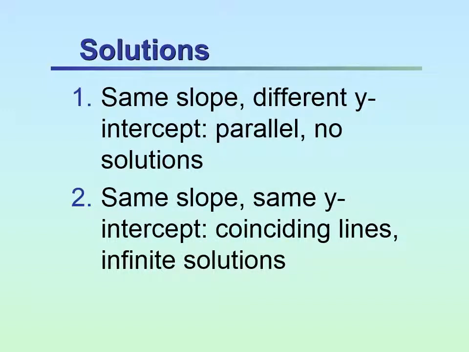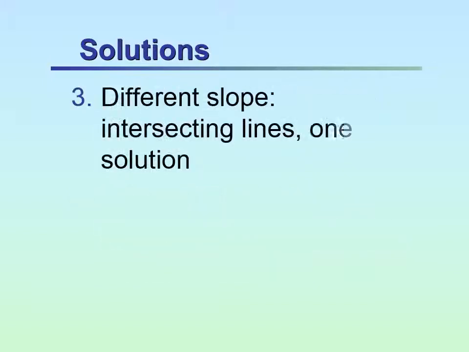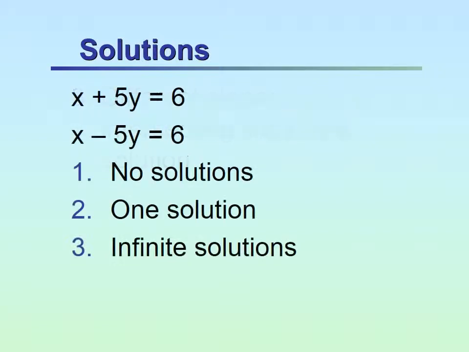However, if they have the same m value and they also have the same y-intercept, so same slope, same b value, same y-intercept, that means they are the same coinciding lines. That means there are infinite solutions. They're right on top of each other, which means that they are intersecting infinitely. So number 3, if they have different slopes, that means they are intersecting lines. That means there's going to be one solution.